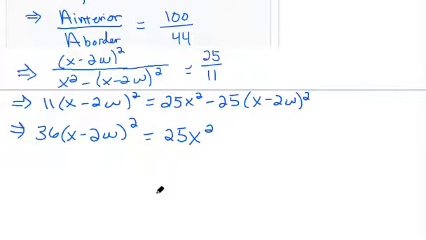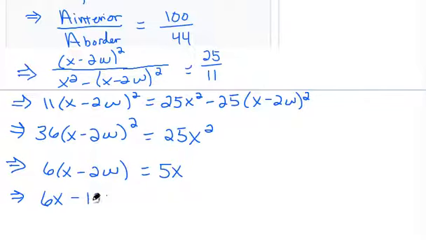We can simplify a little bit further by taking the square root of both sides. Taking the square root of both sides, we have 6 times X minus 2W will equal 5 times X. Now, distributing our 6 and isolating our X, we end up with 6X minus 12W equals 5X. So X is equal to 12W. Since there are no constraints on the value of X, any positive value of W could be the width of the border. Then we would just have X dependent on that value to adhere to the given ratio of areas.